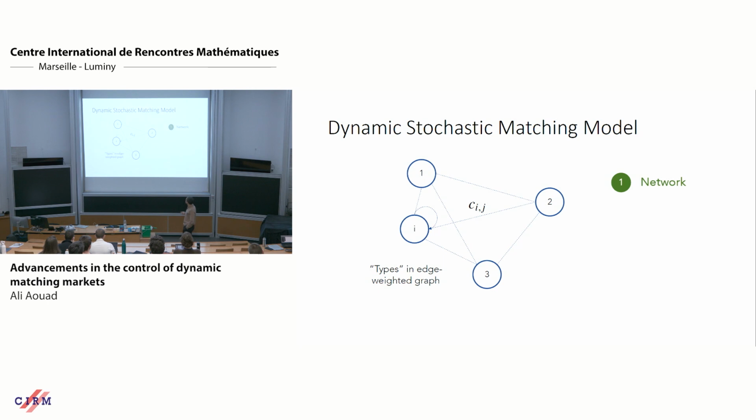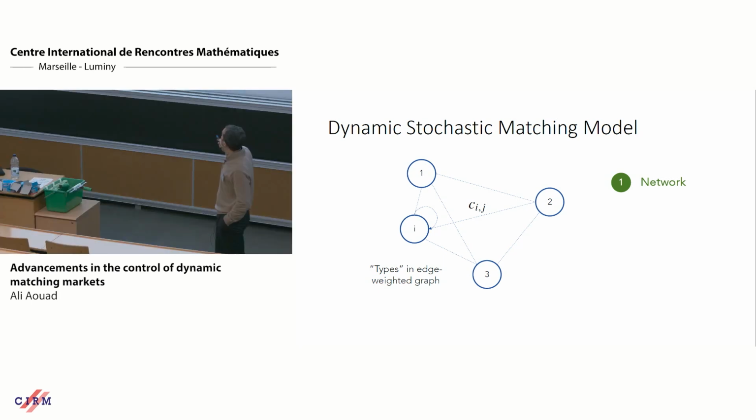Okay, so the model has two ingredients. One is an underlying edge-weighted graph. That's the network structure. We will have different agent types, so each node, each vertex, is an agent type i, and we'll have costs between the agents. So c_ij is the cost of matching i with j. Every time you do a match, you incur that cost. There could also be self-loops, you can match agents of the same type. For now, I'm not imposing any restriction on that. So that's the first ingredient.